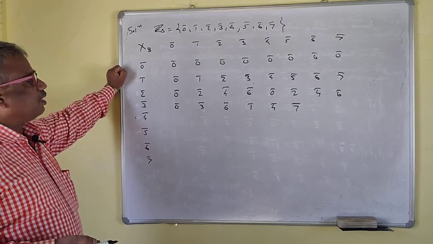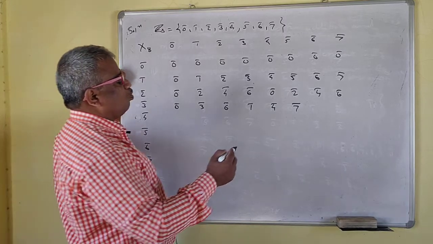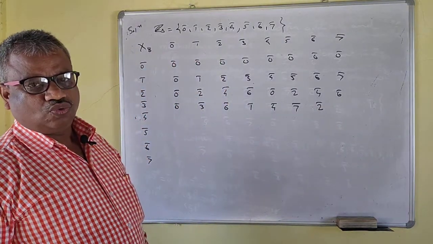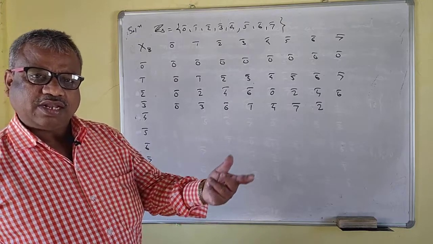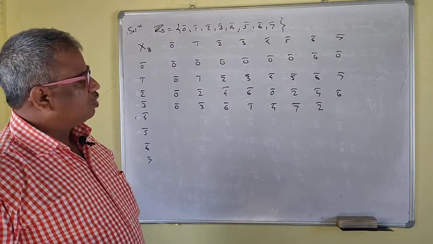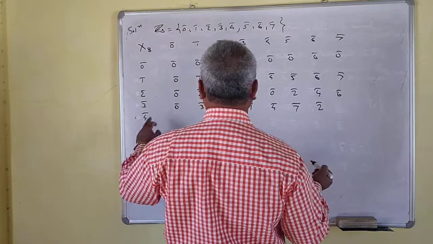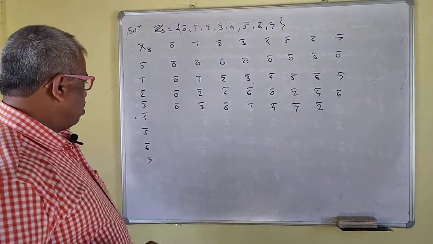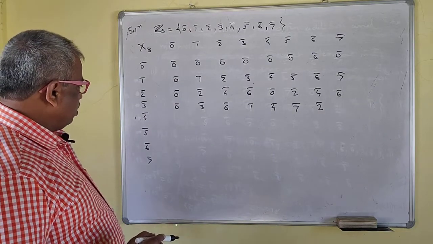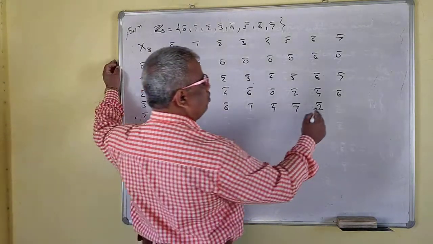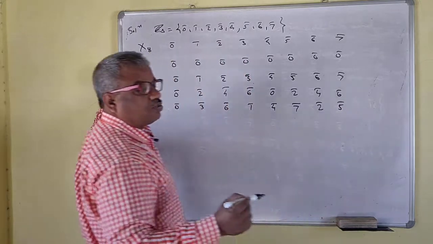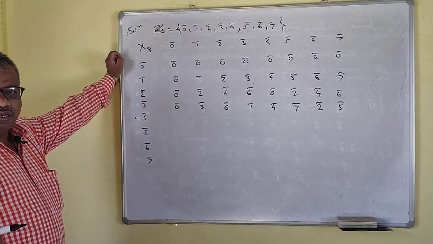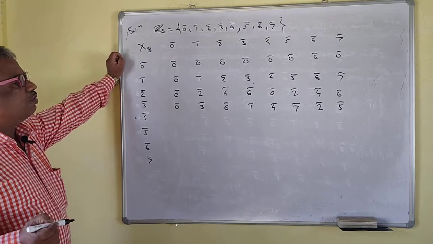Then 18 bar. 18 bar is same as 2 bar, because 18 is nothing but 16 plus 2. So 16 is divisible by 8, so 16 bar is same as 0 bar. So this is 2 bar. Then 21 bar. So 8, 16. So this is 5 bar. 21 bar is what? 5 bar, because 21 is nothing but 16 plus 5. 16 bar is 0 bar. So this is 5 bar.